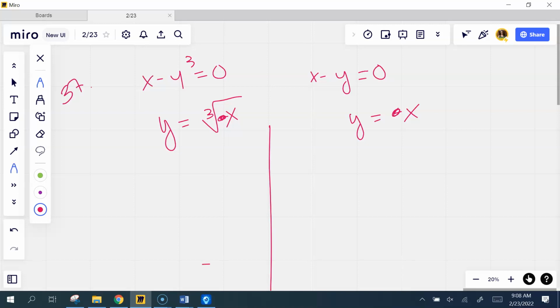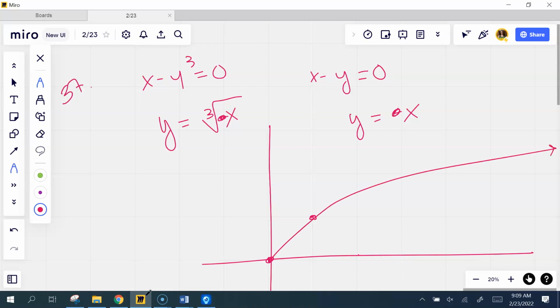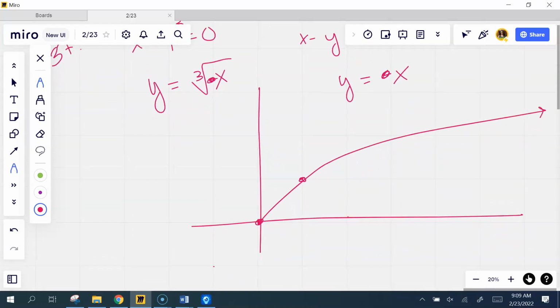I'm trying to rush. Okay, I'm going to graph the cubed root first. 0, 0, 1, 1, 2 would be up at 8, right? I mean, nope, 8 would be up to 2. So we'll just kind of go like this. This is the top part of the cubed root. The bottom part, of course, comes down and does the same thing.